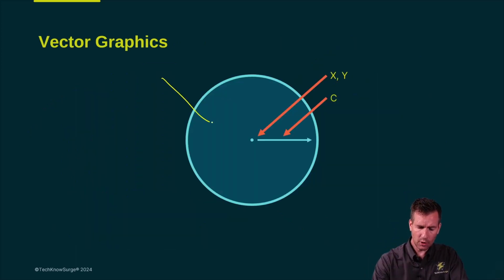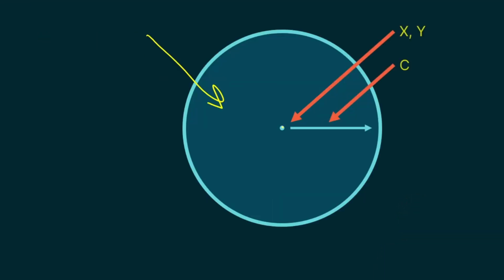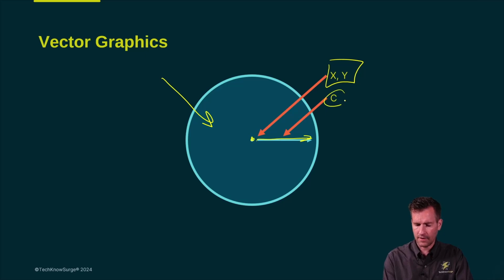So in this example, we have a circle. And there's just 3 pieces of information we really need to know about the circle. We need the center where it begins. So that is an XY coordinate. So there's 2 numbers right there. Then we also need the circumference. So that's 3 numbers. So we could draw a circle with just 3 numbers here.